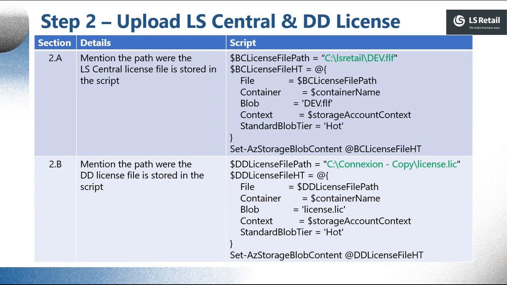The next step is to upload the LS Central and DD license to the container in Azure from your local folder. In section 2a, we are uploading the LS Central license file. The variable in green is the path of local system where the license file is saved. Provide the same and then we will run the script. In section 2b, we are uploading the DD license file. Again, the variable in green is the path of local system where the license file is saved. Provide the same and then we will run the script. With this, the license file will be available in the container in Azure.